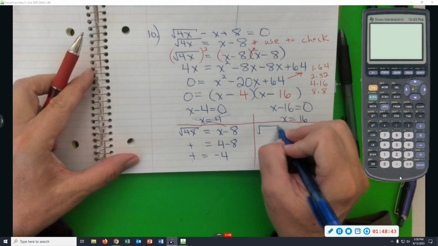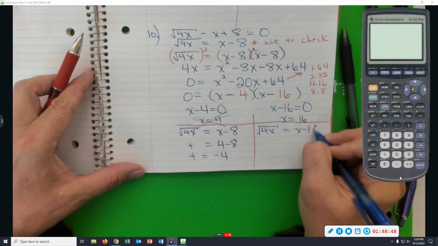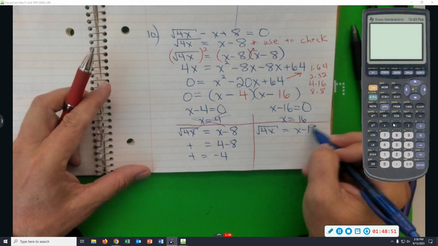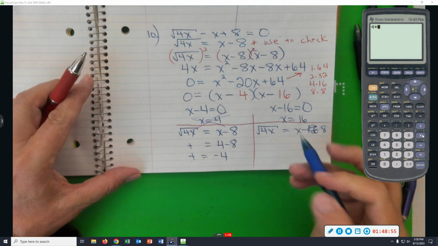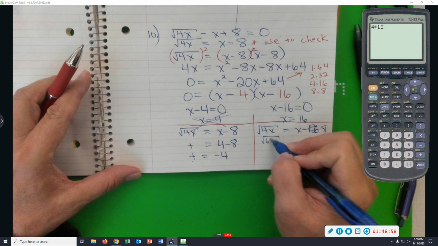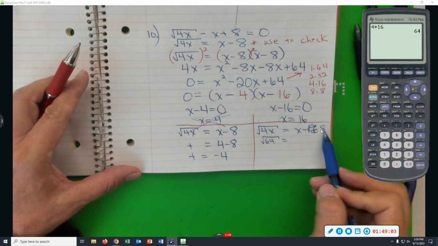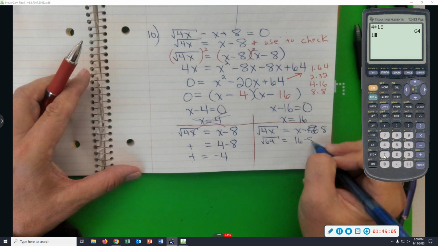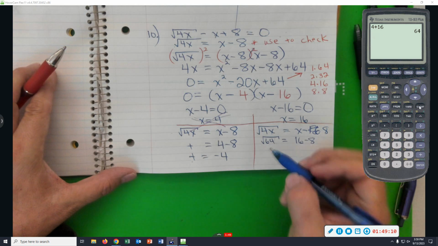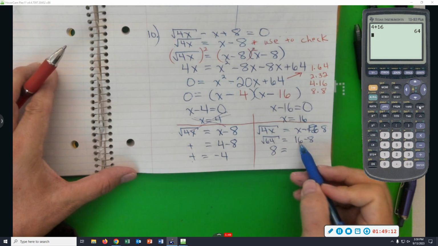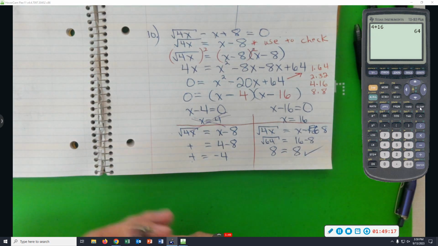Okay, the square root of 4x equals x minus 16. No, x minus 8. So 16, 4 times 16, that's the square root of 64, equals 16 minus 8. Is that a true statement? What's the square root of 64? 8. What's 16 minus 8? I think 16 checks.